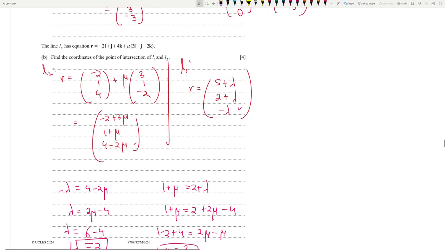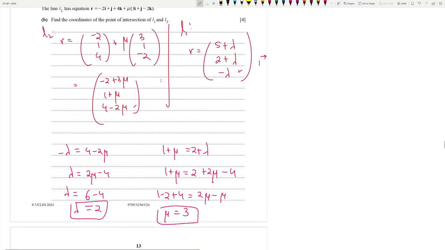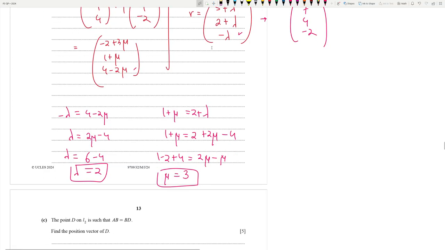Now just input it inside. So the point of intersection is basically 5 plus 2, 7, 2 plus 2, 4, and minus 2. That's 7, 4, and minus 2. The question already implies that the lines intersect, so we don't need to check, okay?